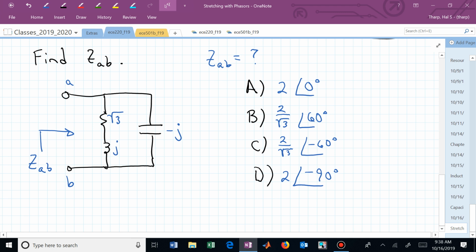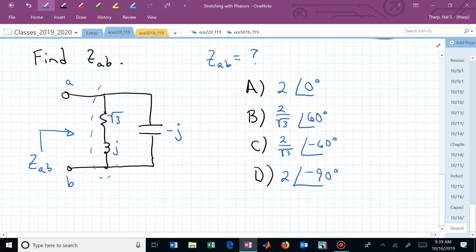Does everybody have an answer for z sub ab? Yes? Okay, show me your fingers at the count of 3. 1, 2, 3. Not so many fingers this time. What's going on here? So, how did you do it?